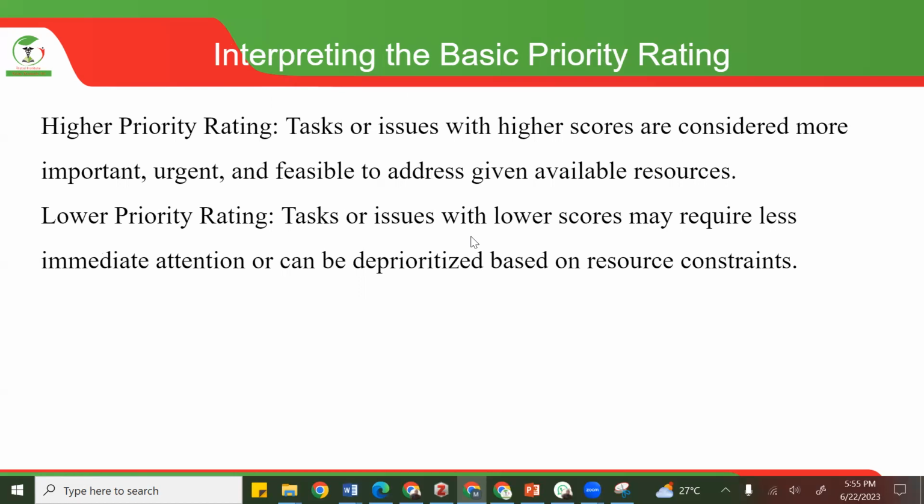We have a number of frameworks that you can use and a number of factors to look at in deciding where to put the resources.